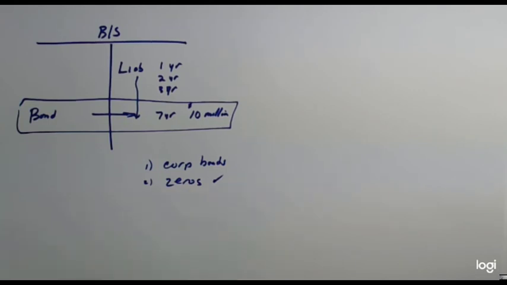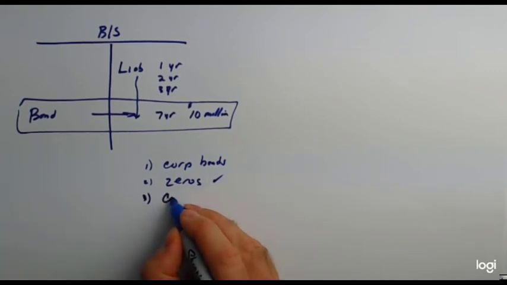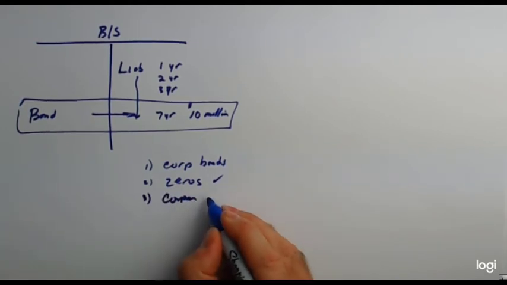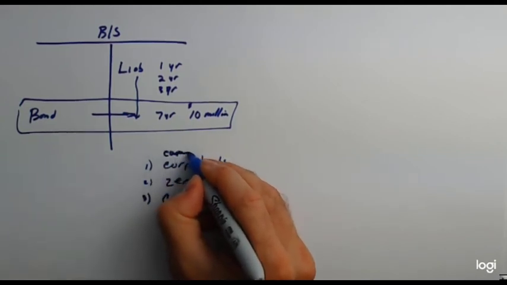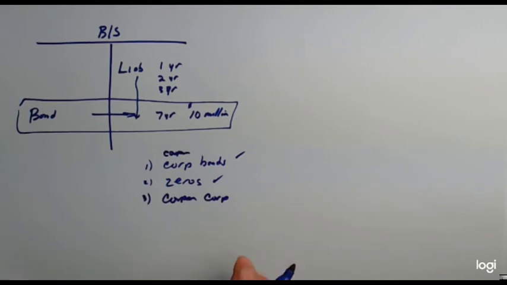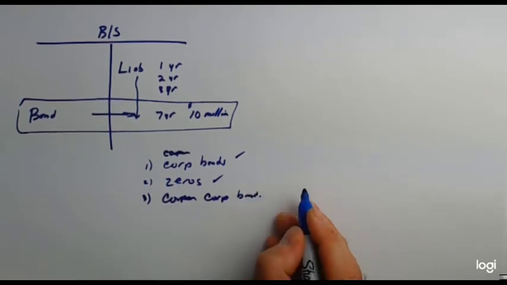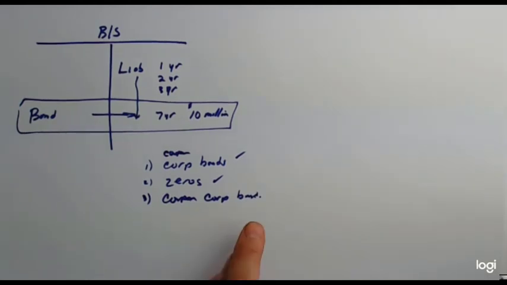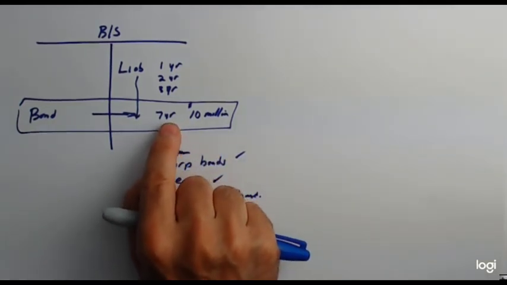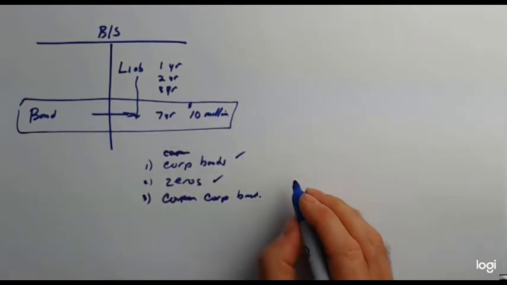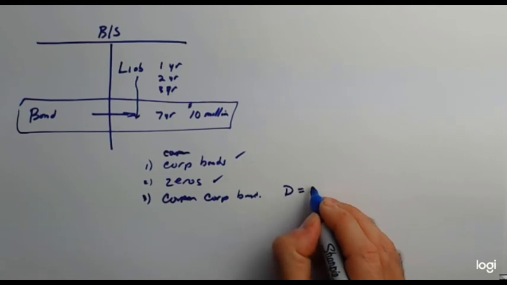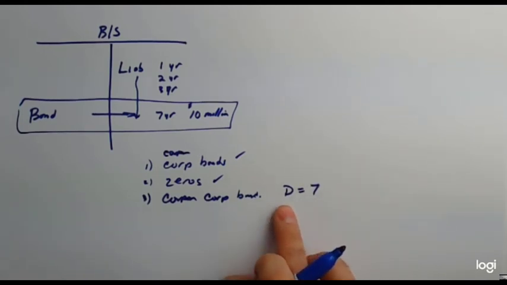The third thing that you could do is buy a coupon corporate bond. And by the way, this was a coupon bond too, just to be concise. You can buy a coupon corporate bond that has a maturity that's different than 7 years. It'll have a longer maturity than that. But you'll buy this coupon corporate bond with a duration, to be specific, a modified duration of 7 years.